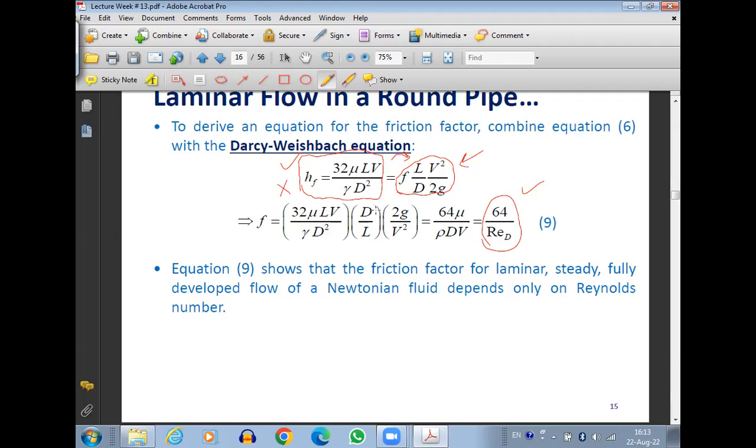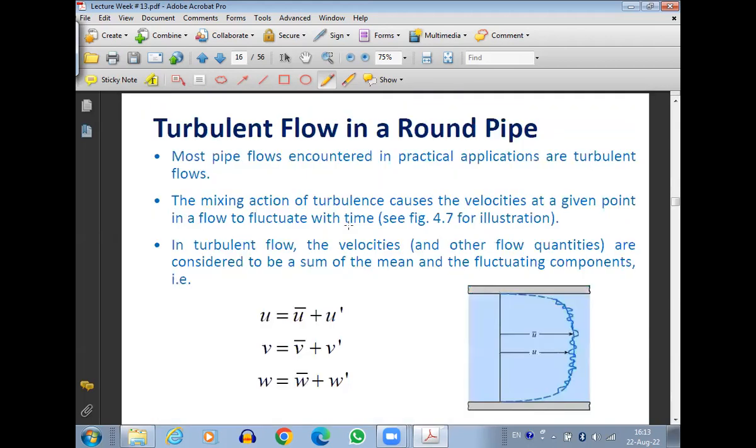So if you can find out the friction factor, then we can use the general format, and you can use this formula for the case of turbulent flows as well. So now let's discuss a little about turbulent flows.